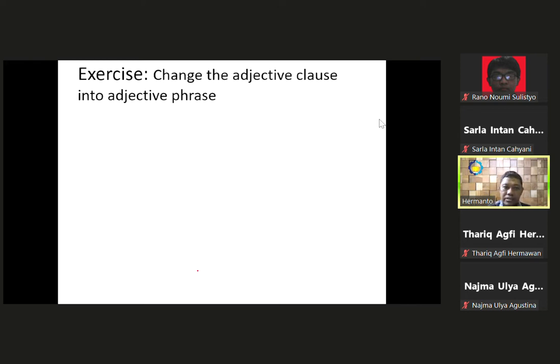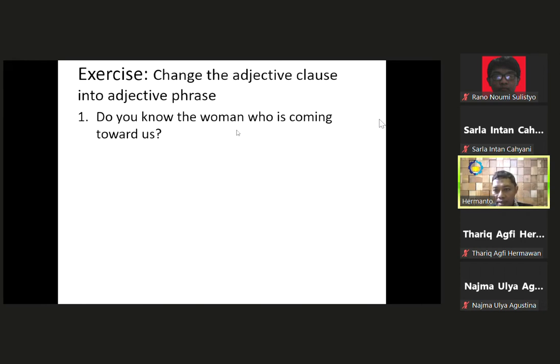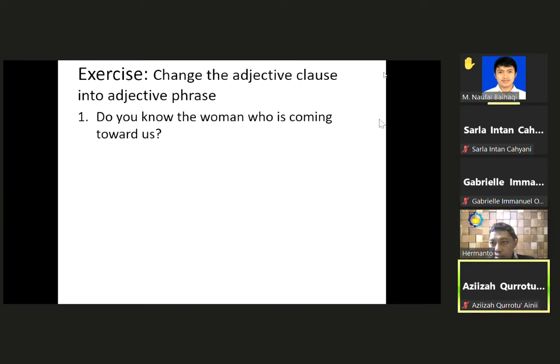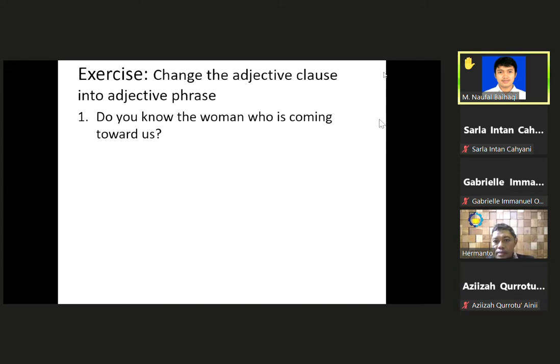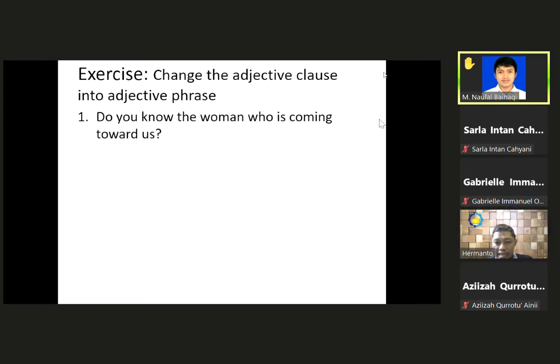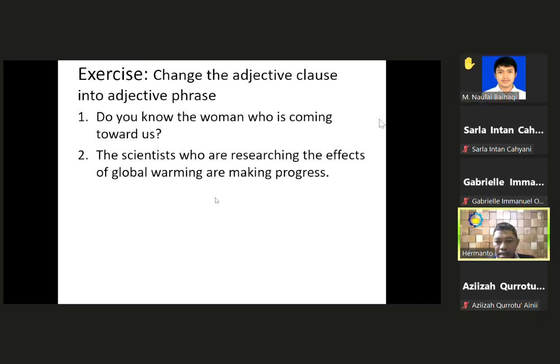Now let's continue to exercise. Change the adjective clause to adjective phrase. Now, anybody, please. If you want to share your idea, please. Yes, Naufal. Do you know the woman coming toward us? What is missing here, Naufal? Who is? Okay, that's correct. Next, anyone, please.